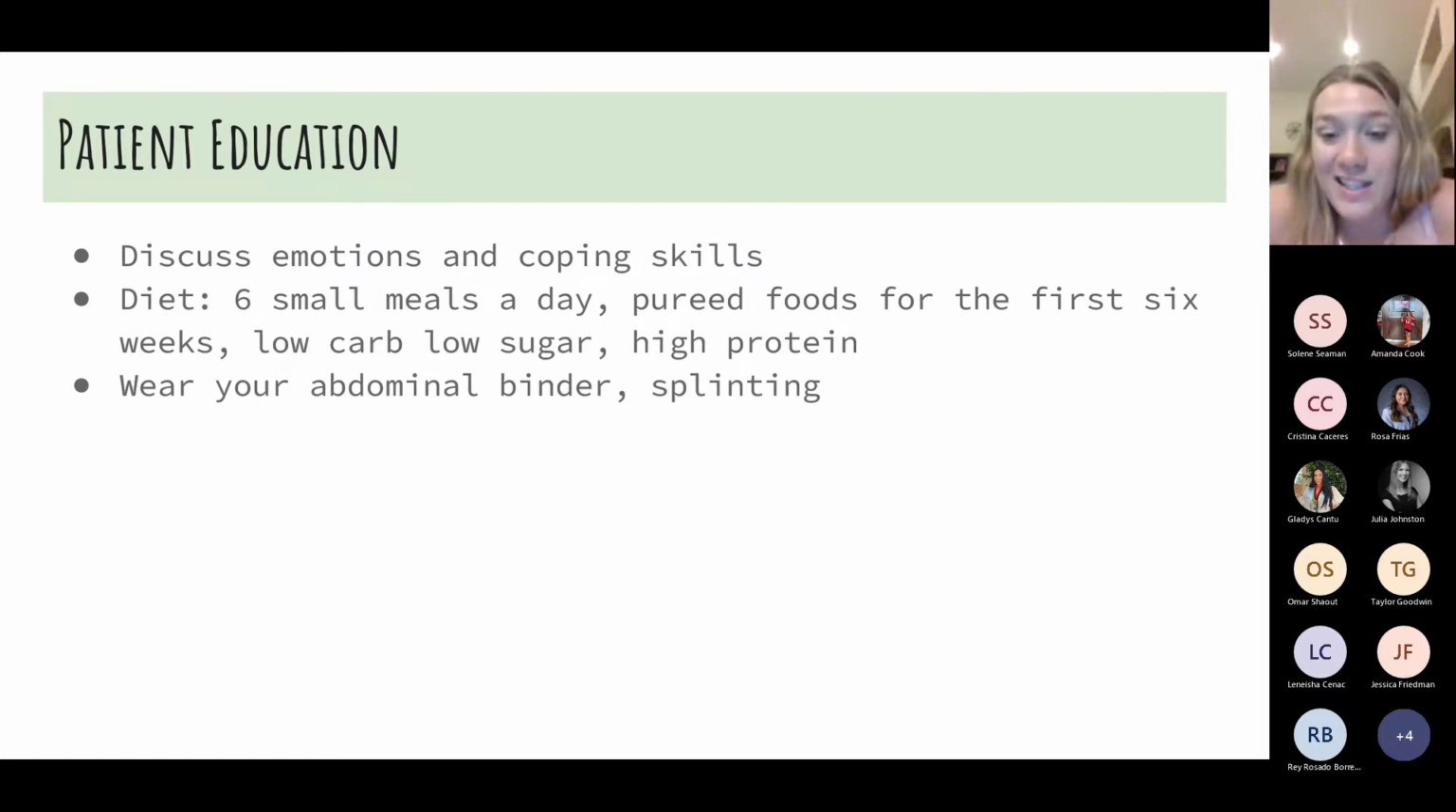For the first 6 weeks, they need to be on pureed foods, low carb, low sugar, high protein. They've also had abdominal surgery, so have them wear their abdominal binder and splint for moving, coughing, deep breathing, etc.